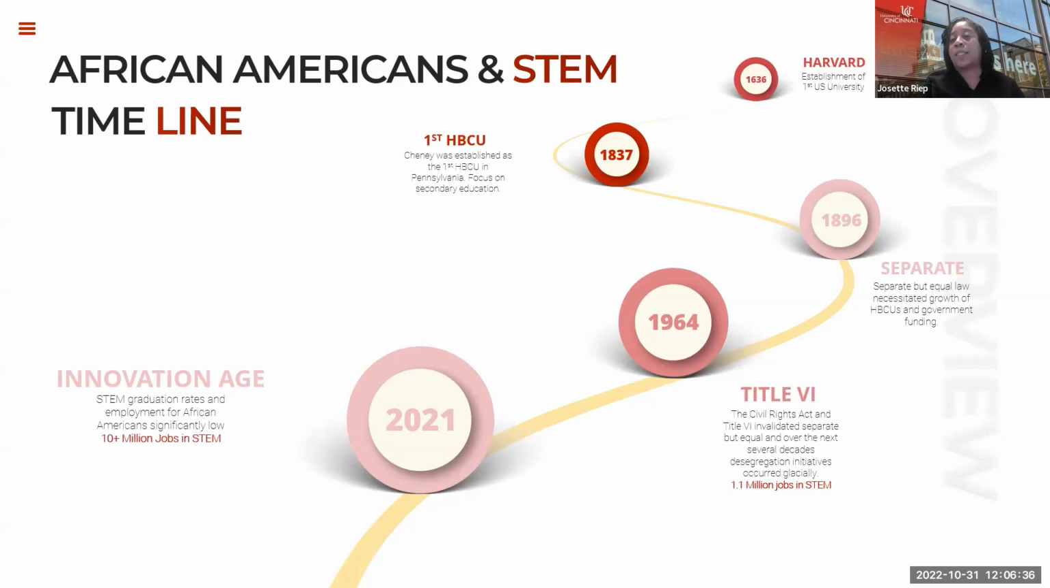And so when we're thinking about the data that we use for the algorithms, part of the challenge we have is that the historical data sometimes does not contain the full picture. And so for African Americans in STEM, I like to show this timeline because it shows you what's happened from the establishment of the first university in the United States to the first HBCU, all the way to what we're calling the innovation age, where we have all of these jobs in STEM available, right? And you can see the challenges that we've had to face through each of these, including separate but equal, getting to the civil rights movement and moving beyond that.